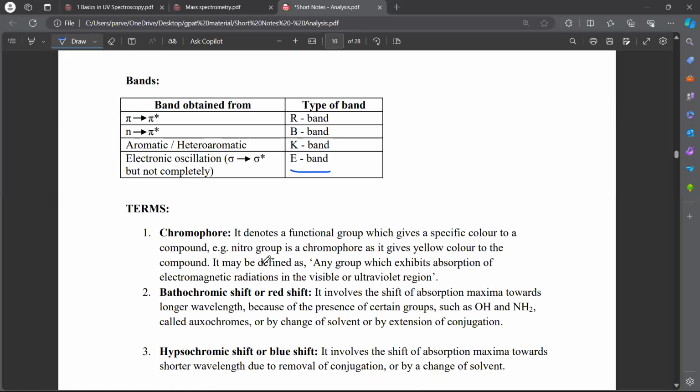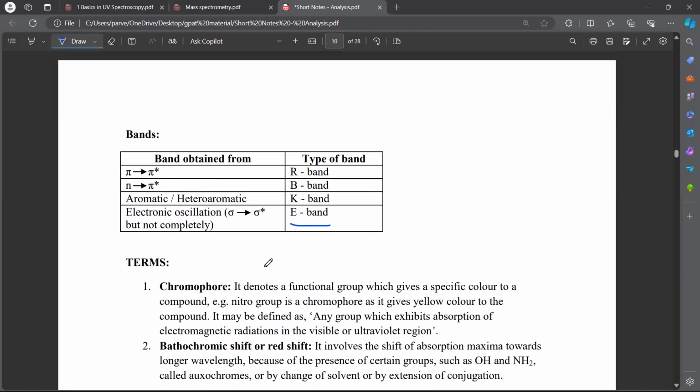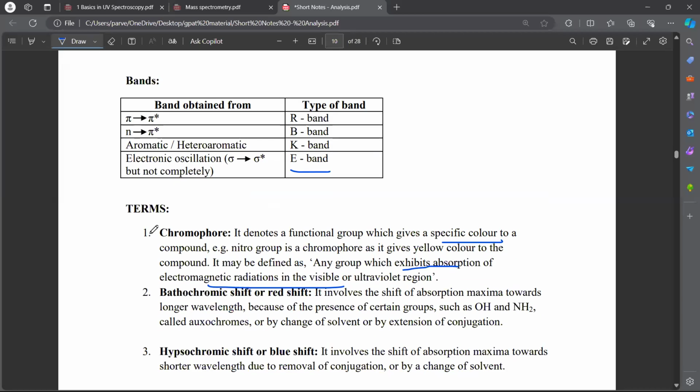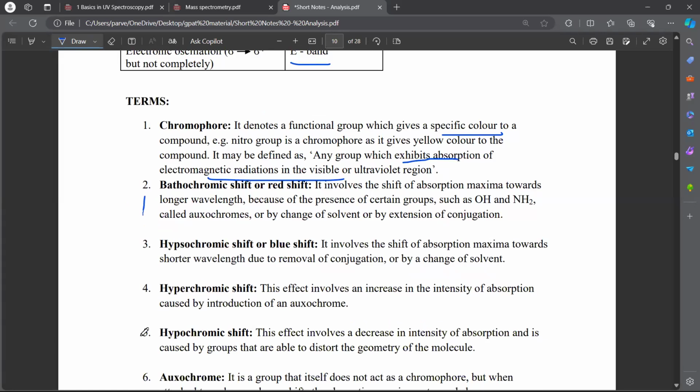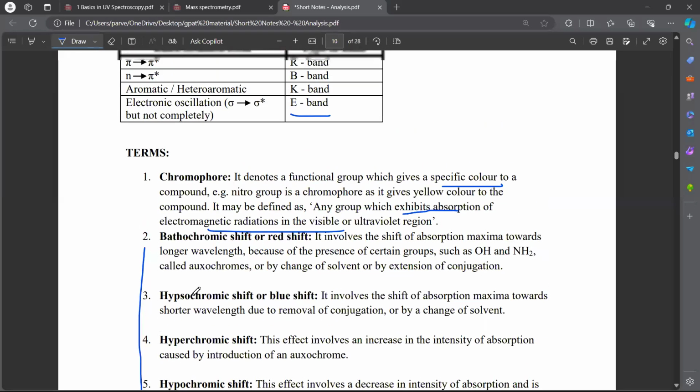Next, I have also discussed the chromophore, which denotes a functional group that gives a specific color to a compound. The nitro group is a chromophore, it gives a yellow color to the compound. Any group which exhibits absorbance in the EMR radiation is known as a chromophore, which is also mentioned. These are the different terminologies which you have to remember.